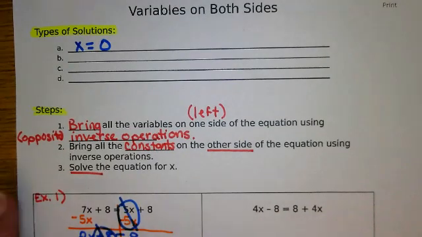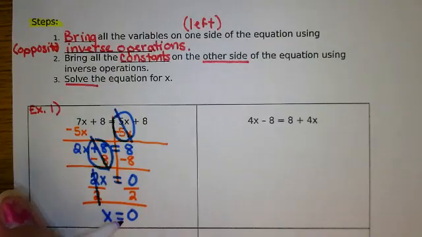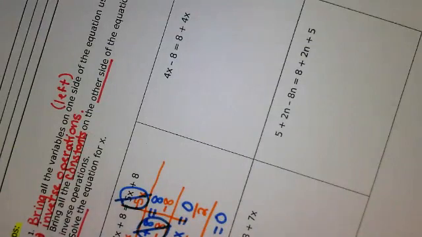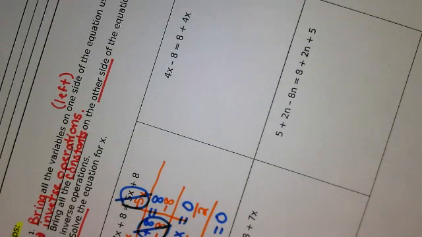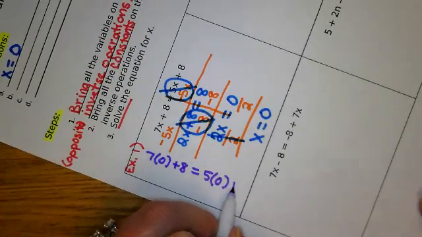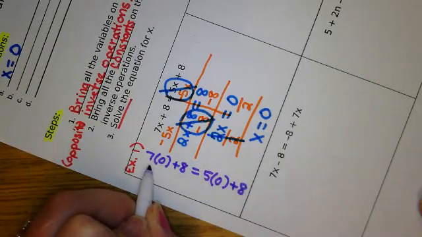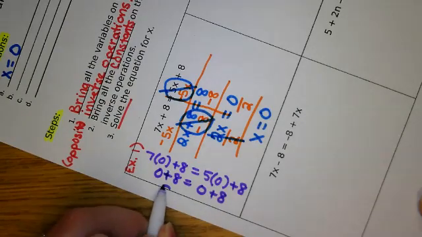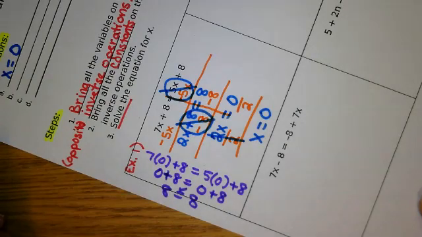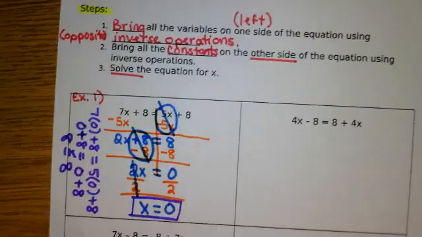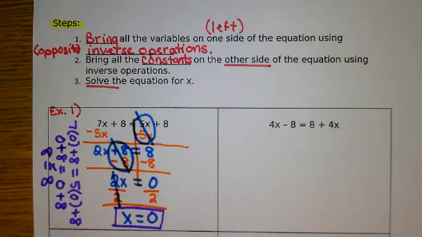If I was to check that, because some of you are like, really? Yes, really. I can literally take 0 and plug it back in up here. I'm going to turn my paper sideways so I have enough room. So you have 7 times 0 plus 8 equals 5 times 0 plus 8. So obviously 0 plus 8, 0 plus 8. Hopefully you recognize that 8 does in fact equal 8. So that is my check. My final answer is 0. It does not take that long to check, especially if you're questioning your answer.